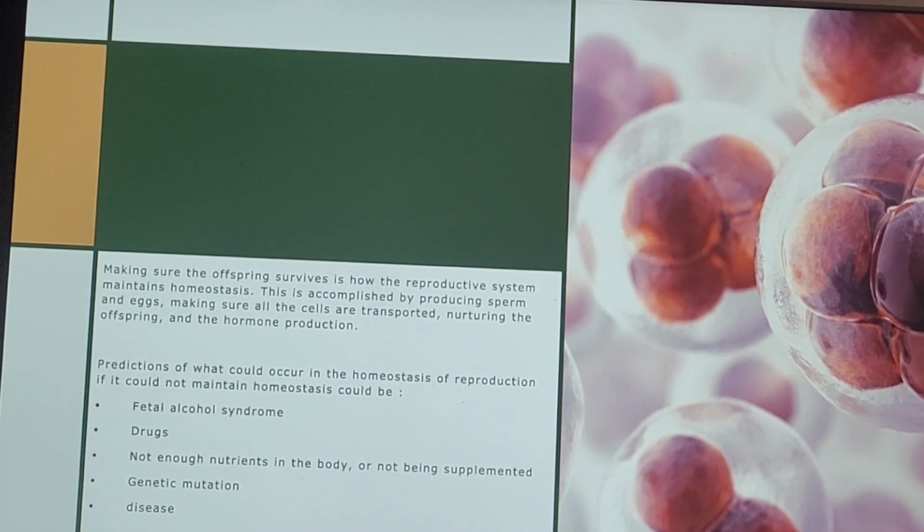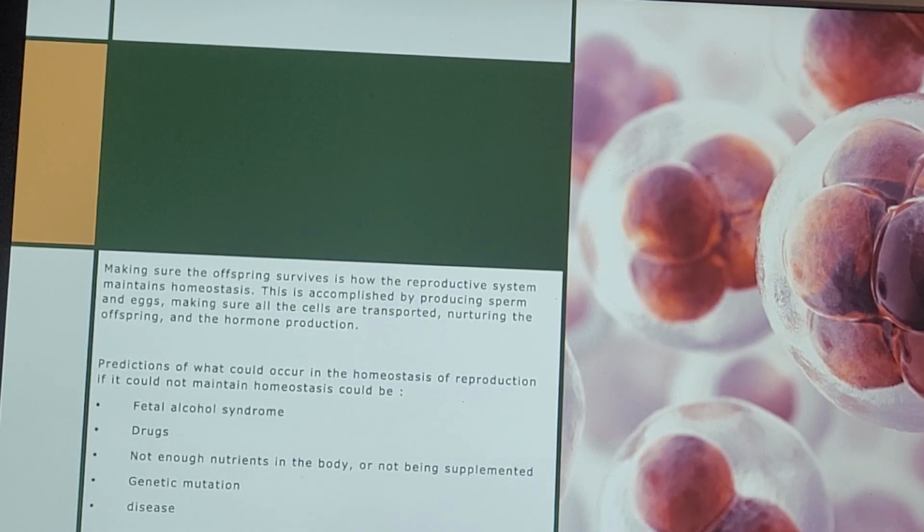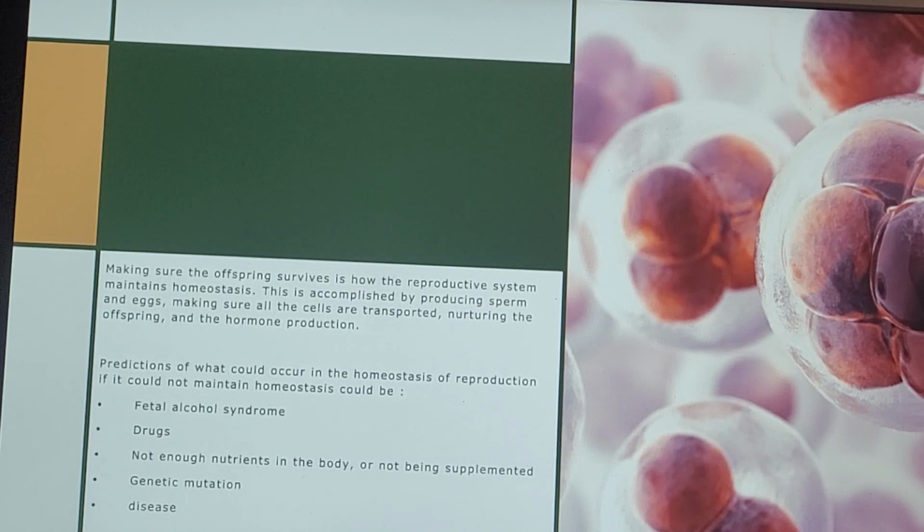Making sure the offspring survives is how the reproductive system maintains homeostasis. This is accomplished by producing sperm and eggs, making sure all the cells are transported, nurturing the offspring, and hormone production. Predictions of what could occur in homeostasis of reproduction if it could not maintain homeostasis could be fetal alcohol syndrome, drugs, not enough nutrients in the body, or not being supplemented, genetic mutation, or disease.